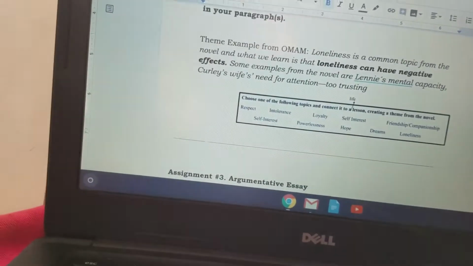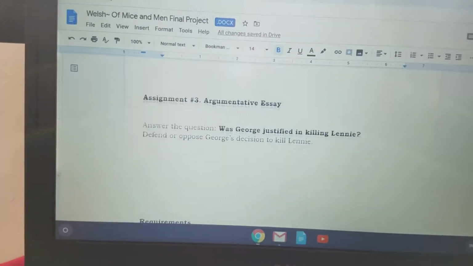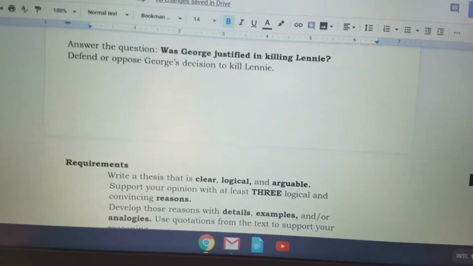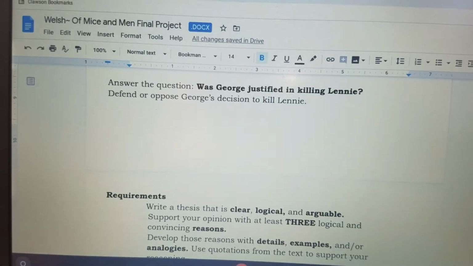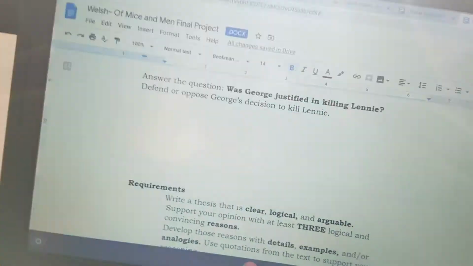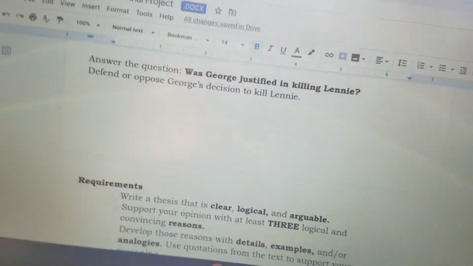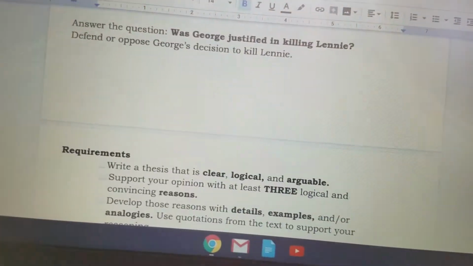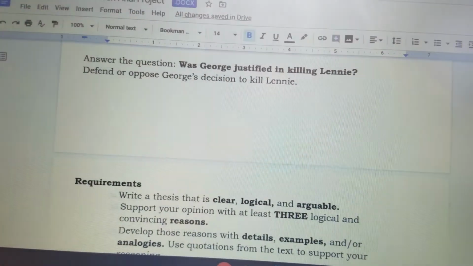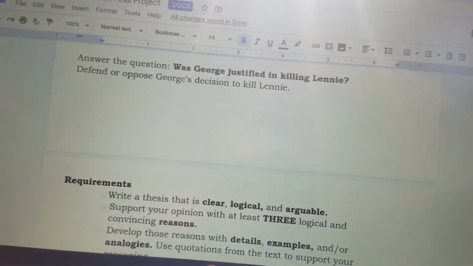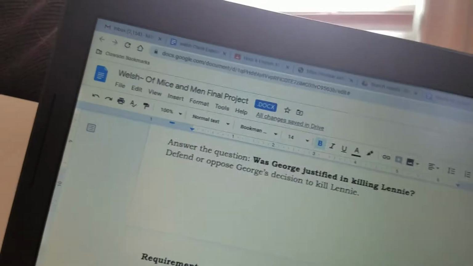And then going back to the overview of the assignments, the last one is an argument essay. And this should look familiar too, because this comes from your questions, I think I want to say chapter 6 questions, but it could be chapter 5. And it was in those questions. So you're going to make an argument essay based on this prompt. Was George justified in killing Lenny in the end? So you have to either defend George's decision, or you have to oppose his decision and explain why.